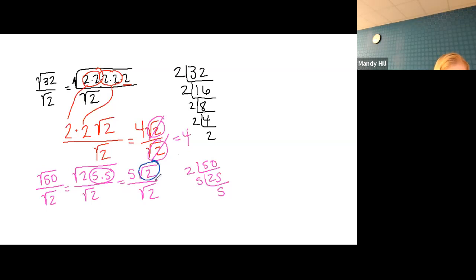Right, I've got a square root of 2 over square root of 2. So those are going to cancel out and we're just going to end up with 5.